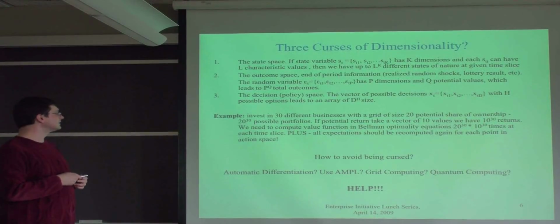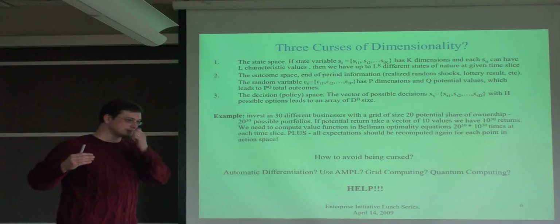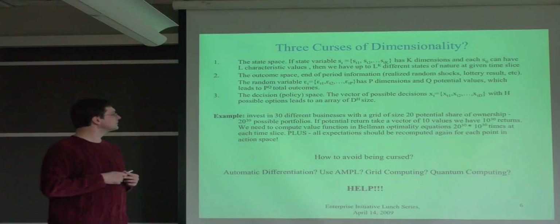So there's a second source, and then of course the decision that you make is also a vector of possible decisions, which also has many options. So this is the dimensionality problem.